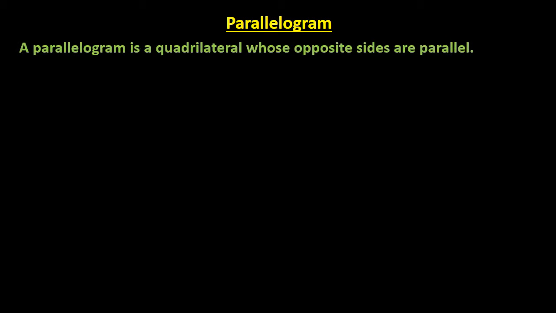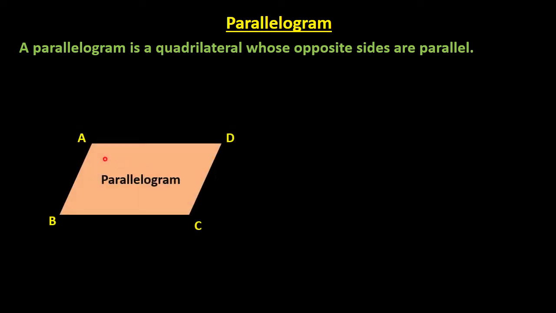Now let us learn about the parallelogram, its definition and the properties. First, let me define a parallelogram as a quadrilateral whose opposite sides are parallel. So in a parallelogram there are altogether 4 sides, and the opposite sides must be parallel to each other.